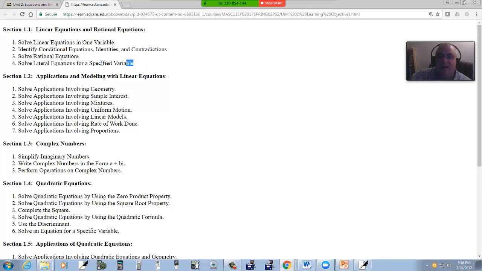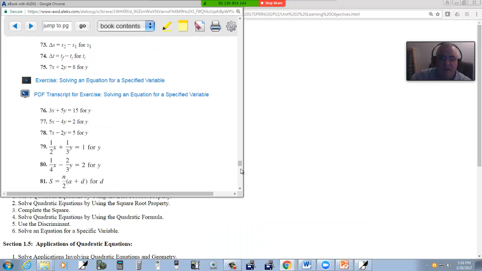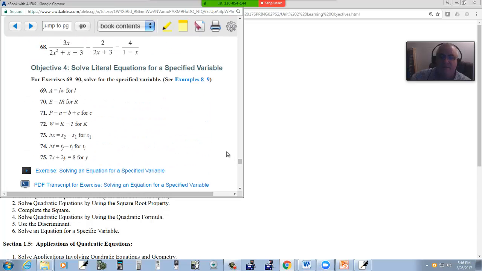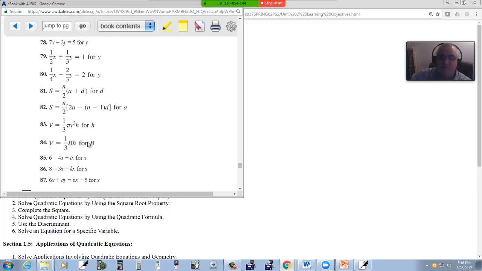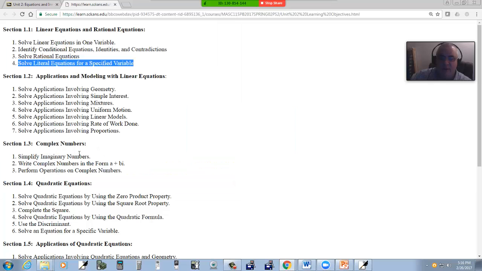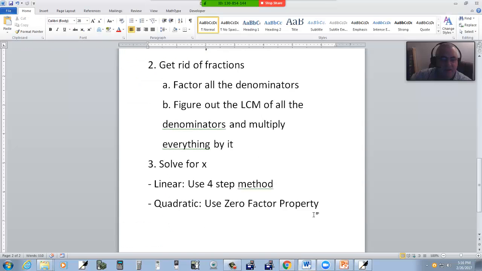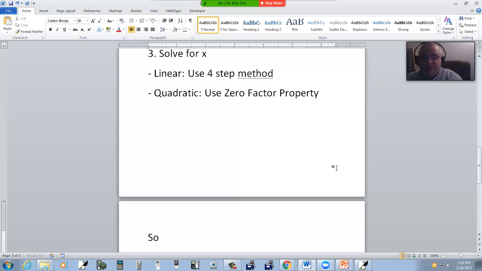Now, next topic is solving linear equations for a specified variable. That would be like these down here. And we'll choose one of these to solve. Number 87 might not be too bad. Another word for literal equations is formulas. So solving formulas for a variable.